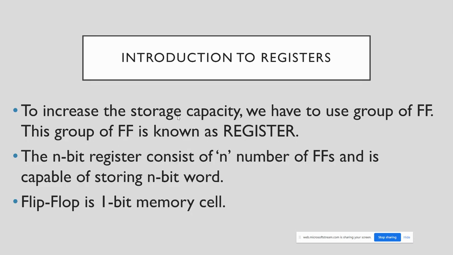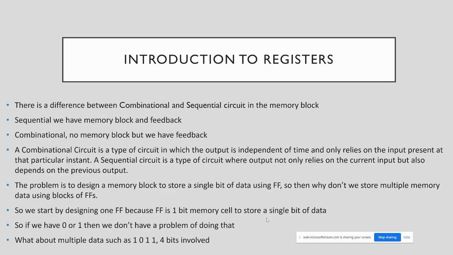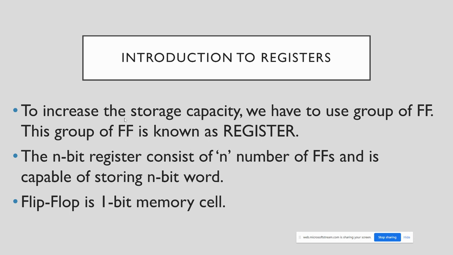To increase the storage capacity, we have to use a group of flip-flops. Like I mentioned, with one flip-flop we are able to store a 1-bit memory cell. So if we want multiple bits, then we have to increase the number of flip-flops. This group of flip-flops is known as a register. The n-bit register consists of n flip-flops and is capable of storing an n-bit word. So a flip-flop is a 1-bit memory cell.